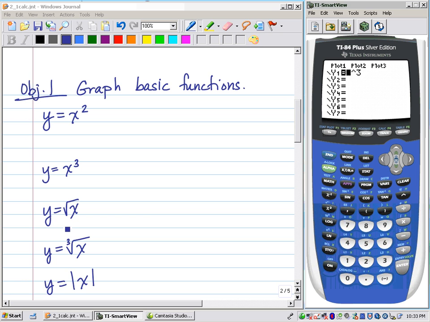Now to graph y is equal to the square root of x. Here we have to enter the square root function first, so we say y is equal to second x squared and type in the argument x and close parentheses, and now graph.